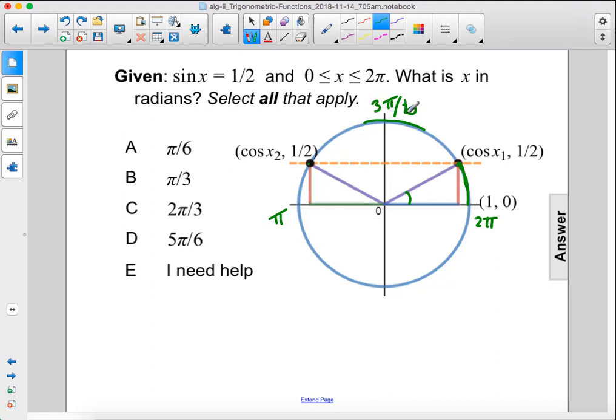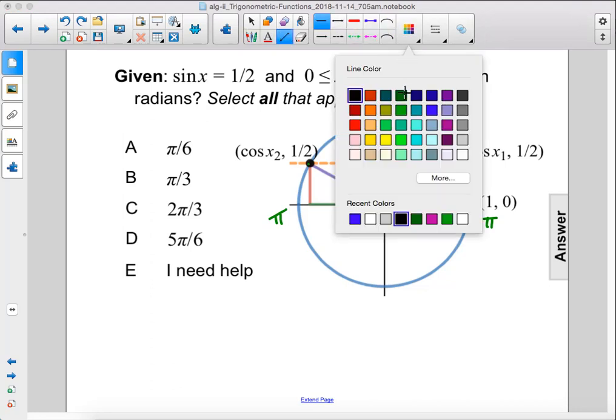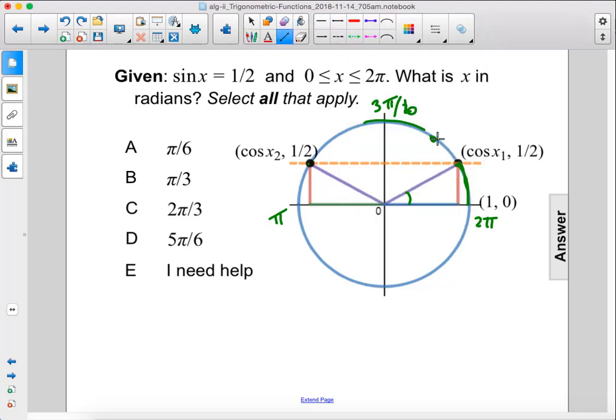pi over 6. This point, if we break this up into thirds, so if we draw little lines here, like this, so we have a third, and a third of this portion. That would make this 2 pi over 6, but 2 pi over 6 is also equal to pi over 3, and this would be 1 pi over 6, or just pi over 6.